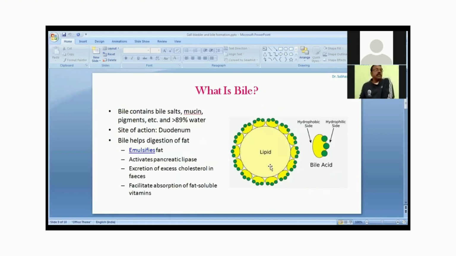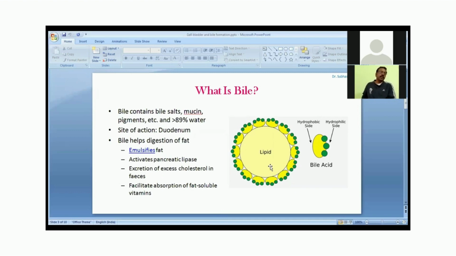So bile contains bile salts, mucin, pigments, etc., and water. Its site of action is duodenum, as we discussed. Bile helps to emulsify fat, and thereby it helps the lipase to act on the fat or lipid. Lipids are oils and different kinds of things, like triglycerides are oils, then phosphoglycerides, then phospholipids, then there are cholesterols, etc.